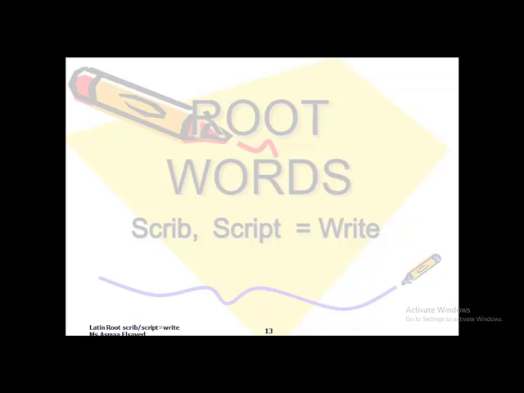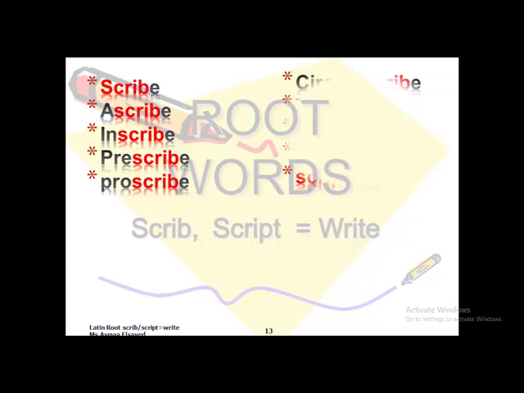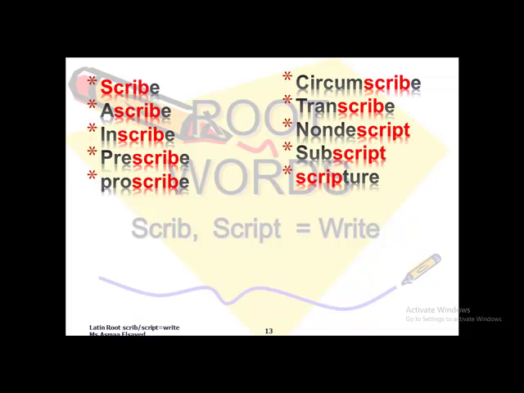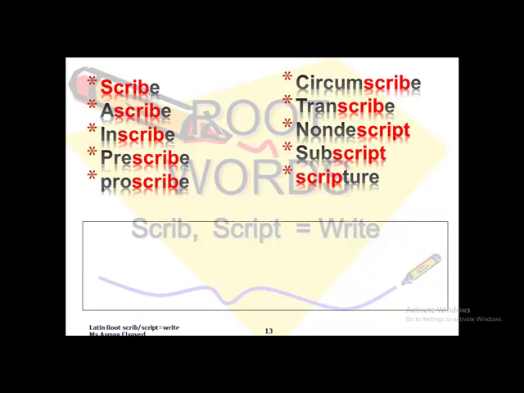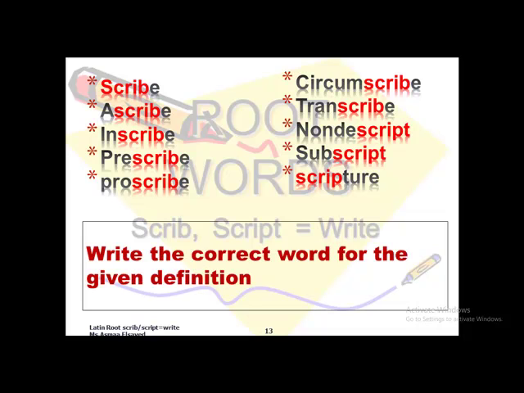Okay, that's the end of the 10 words. I need to remind you of their definitions. Here are the 10 words. Scribe, writer. Ascribe, attribute. Inscribe, engrave. Prescribe, recommend. Proscribe, forbid. Circumscribe, limit. Transcribe, prepare a written copy. Nondescript, without features. Subscript, written below. Scripture, sacred books or sacred writing, like the word picture. Here, I need you to write the correct word for the given definition. Pause the video, take a mental shot, or write them down in your notebook, and prepare yourself.